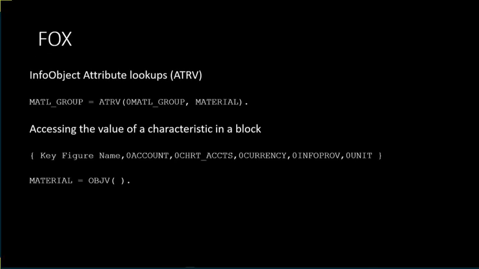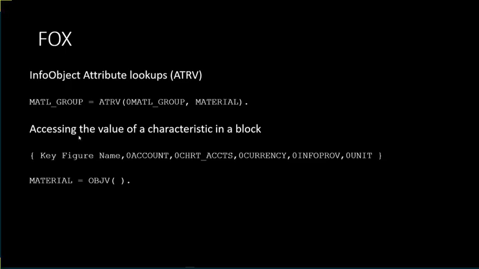Now let's look at some of the new statements we're going to cover. The first is info object attribute lookup. So if we want to look up the material group of a material, we specify ATRV, the attribute we want to look up, and then the info object that contains that attribute. And we can assign this to a variable we have declared.